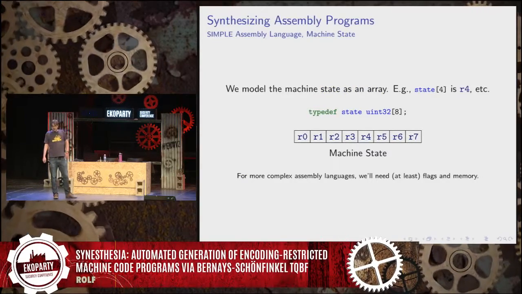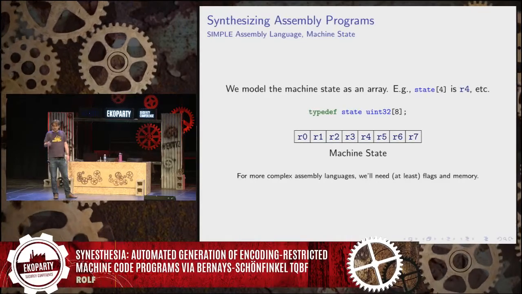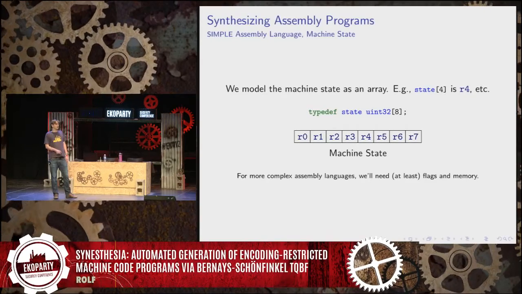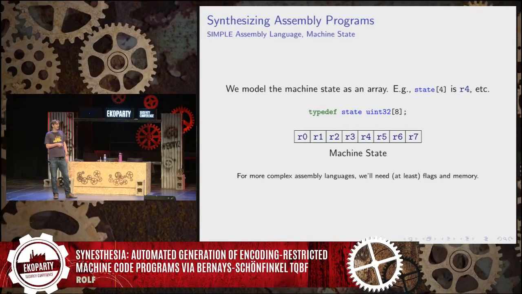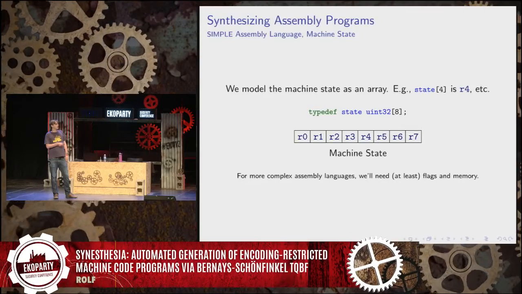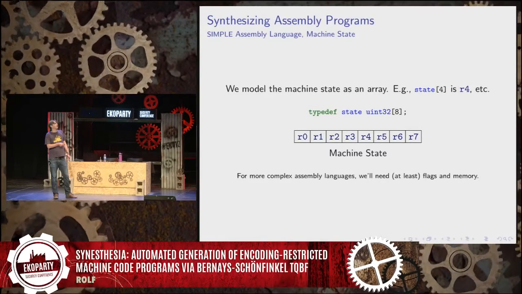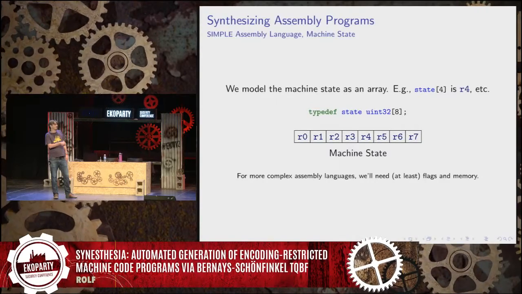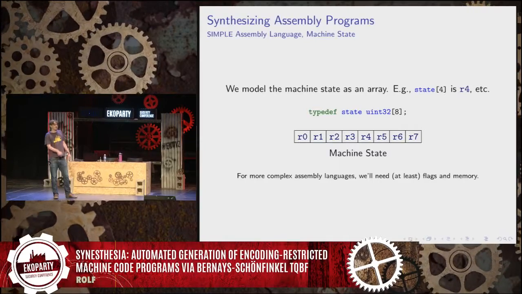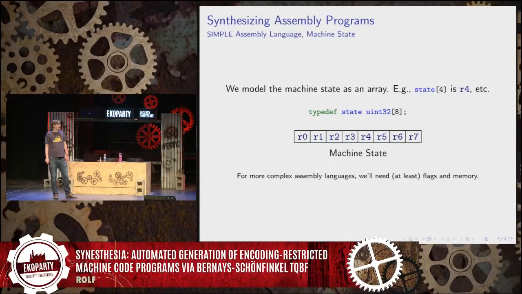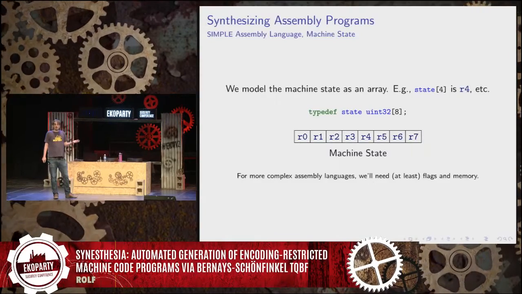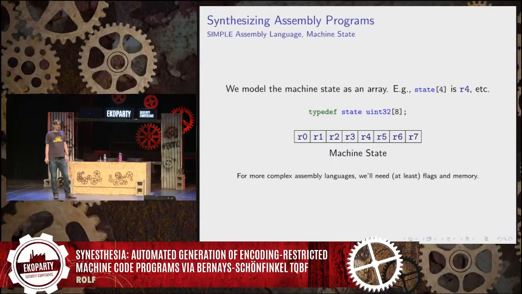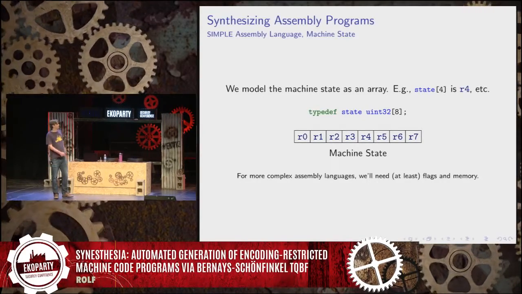So given that simple has 8 32-bit registers, the machine state is then just 8 32-bit registers. So we're just going to represent that using an array of 8 32-bit integers. So we'll just use an array, uint32, 8 of them. We'll call that state. So at any given point, our state is just going to consist of the values of the registers at that point in time. When we're talking about more complex assembly languages like x86, we're also going to need to model things like the flags and memory and so on.